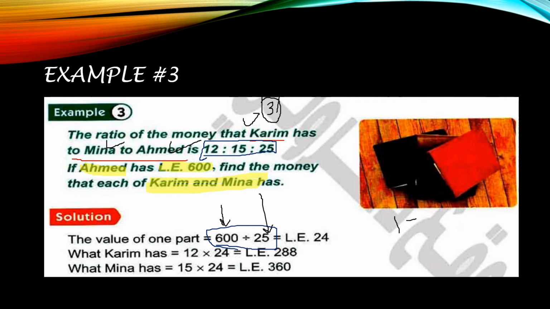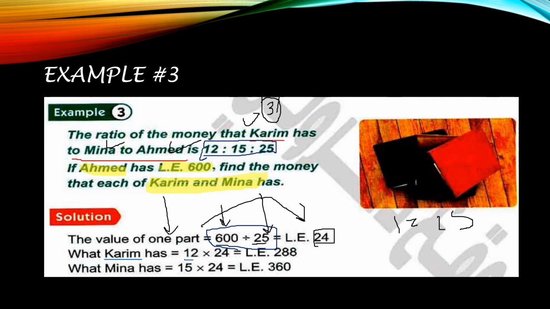So we know that one part will equal the 600 of money that Ahmed has divided by the 25 parts, and it's going to equal $24. So now we know that the value of one part here will equal $24.